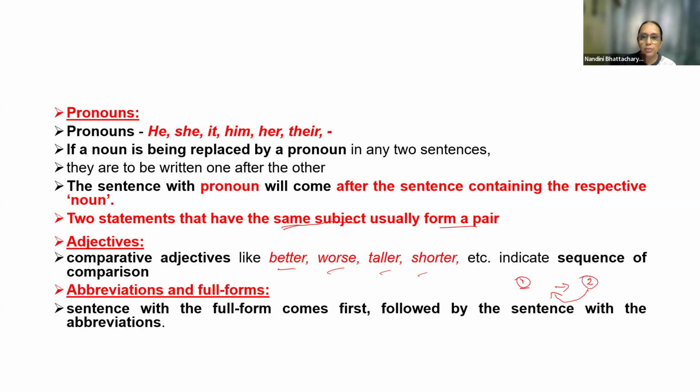Abbreviations, that is important. Now, if you have an abbreviation, usually the full form will come before that. So any full form will come first and be followed by the abbreviation.